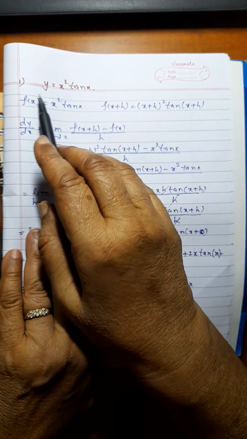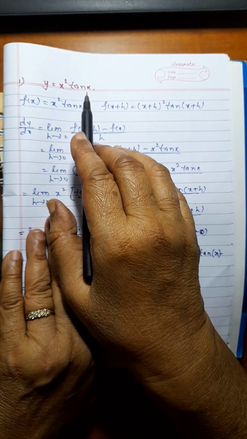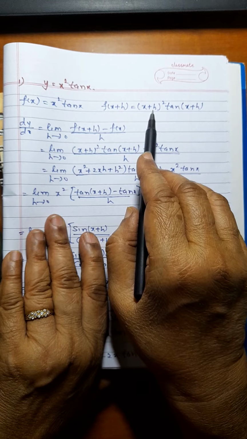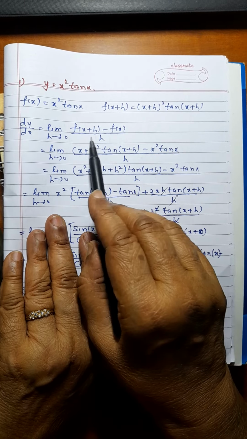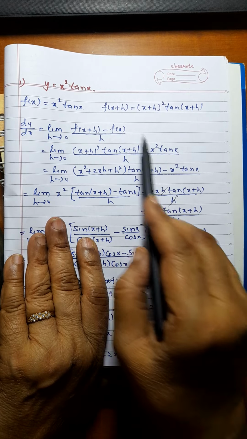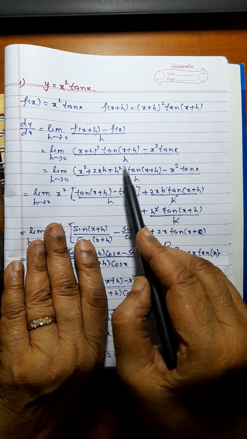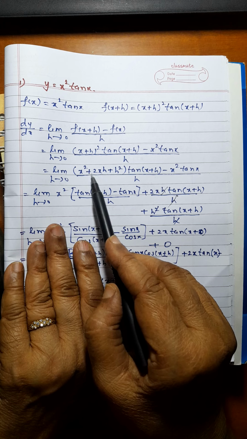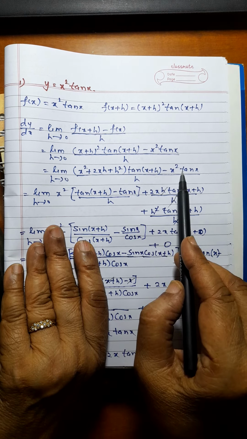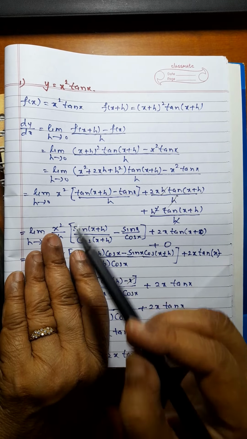Next problem, purposely I will take y is equal to x square tan x. f(x) is equal to x square tan x. f(x plus h) is (x plus h) whole square into tan of (x plus h). Write the formula. Substitute f(x plus h) minus f(x) here divided by h. Expand this: x square plus 2hx plus h square. Keep it as it is, and x square this. Of course, limit is there.